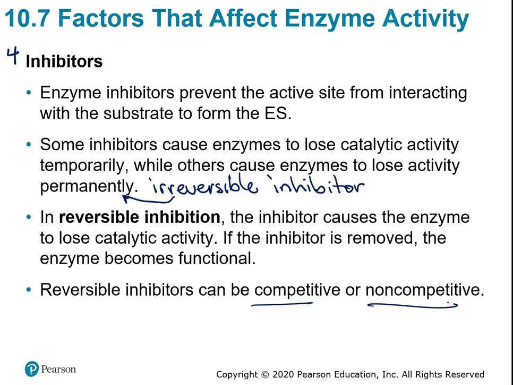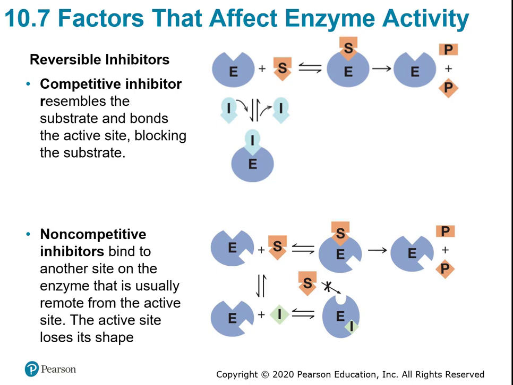A reversible inhibitor, they say, could be competitive or non-competitive. If you're competitive, what are you doing? If there's two people and they're competing, what are they doing? One's trying to win from the other one, right? Same thing with the competitive inhibitor. This is another one where I put two slides together, but I think you can see them pretty well in comparing the two. The top one, they're both reversible inhibitors. This is one type, this is the other type. In a competitive inhibitor, the I is the inhibitor, the E is the enzyme, and the S is the substrate.